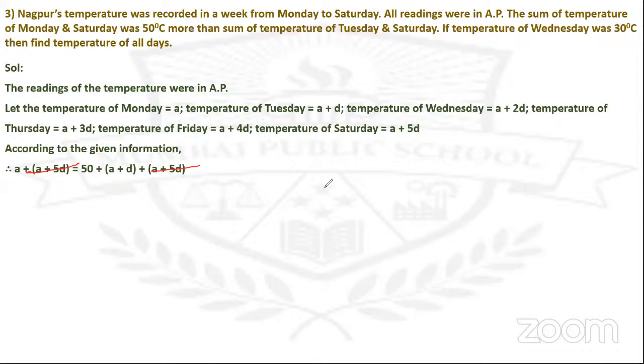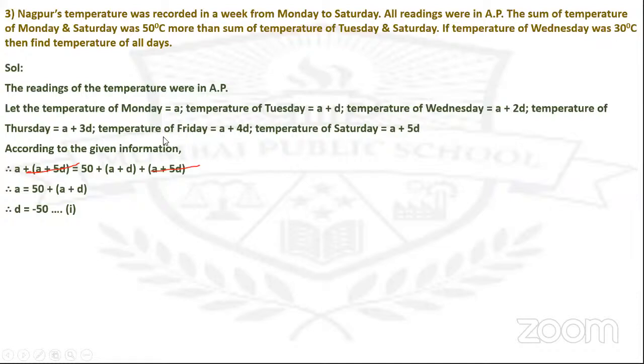Now what you're left out with? You're left out with A equals to 50 plus A plus D. Again, you can cancel A. Okay. So you are left out with D plus 50 equals to 0. So value of D is what? D is minus 50. Now you've got value of D as minus 50 and check next important condition.